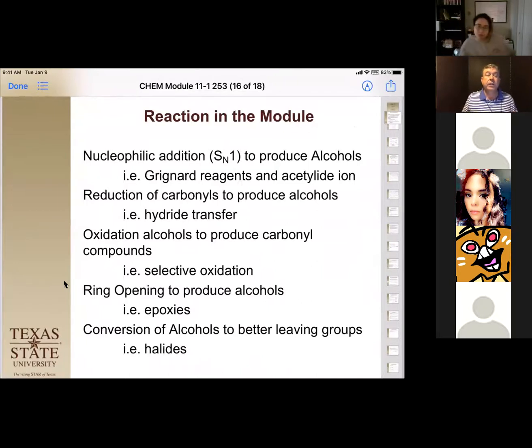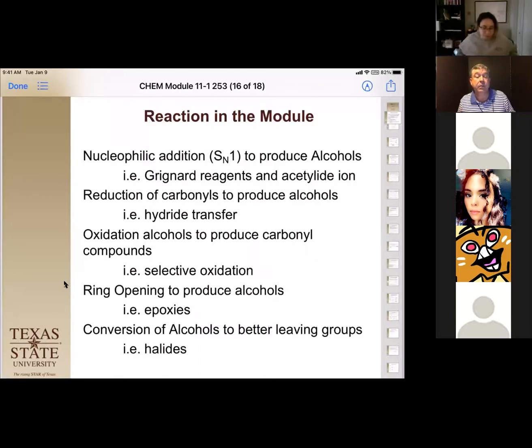Okay. We're also going to talk about how to reduce carbonyls to produce alcohols, specifically with a hydride transfer agent. Then we're going to be able to oxidize alcohols to produce carbonyl compounds. So we're going to talk about oxidation and reduction. And then we're going to do ring opening with epoxides and conversion of alcohols to better leaving groups.